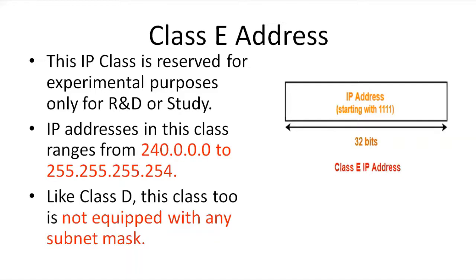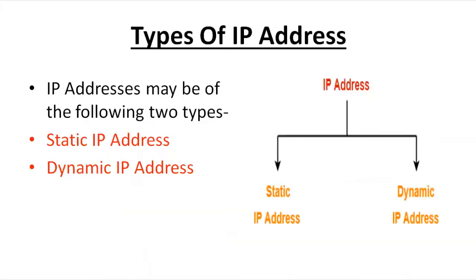The range here is 240.0.0.0 to 255.255.255.254. Like class D, this class is also not equipped with a subnet mask. That means it does not have any subnet mask. Class D does not have a subnet mask, and here also there is no subnet mask.